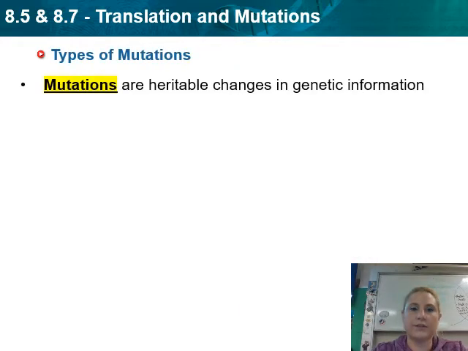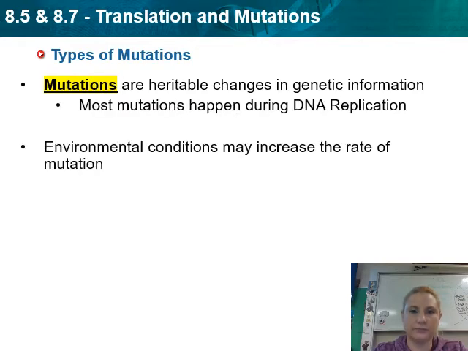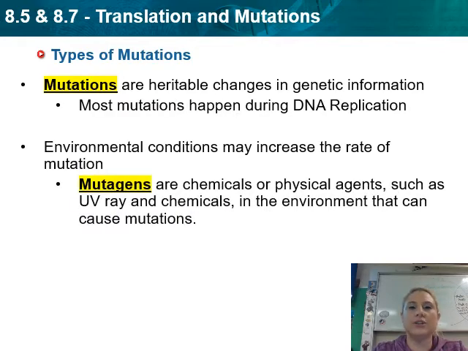So we have different types of mutations. Mutations are heritable changes in genetic information, and most mutations happen during DNA replication. Environmental conditions may increase the rate that mutations happen. We have things called mutagens, which are chemicals or physical agents, such as UV rays and chemicals in the environment, that can actually cause mutations to occur.